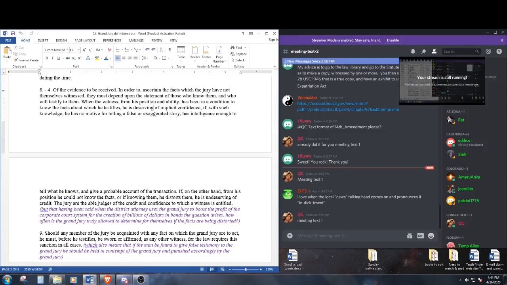Discovery is an equity procedure. Discovery is not something that's known at law. There's only one thing at law that you can do that has the same aspects of discovery as in equity, and that's an action of account. In an action of account, you're proving the fiduciary relationship between two parties.